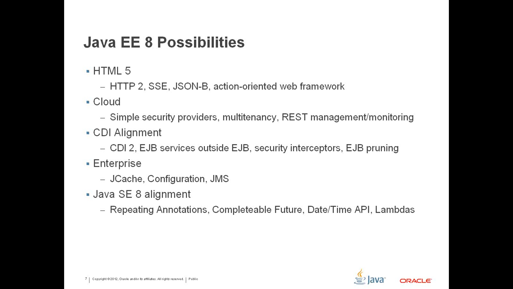And we'll be parsing out a few more of the EJB features to be used in CDI. That seems to be a popular thing that people want to do, so we definitely want to do that. Potentially doing a bit more EJB pruning. Some of the obvious things in the enterprise space is adding JCache, which was standardized a few months ago, that a lot of folks are very excited about.